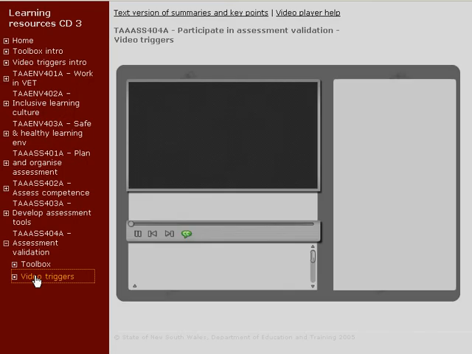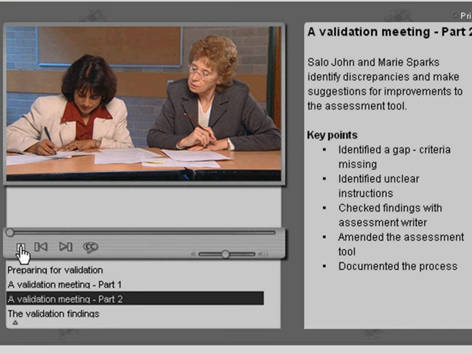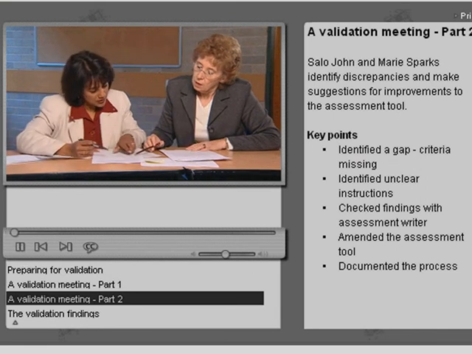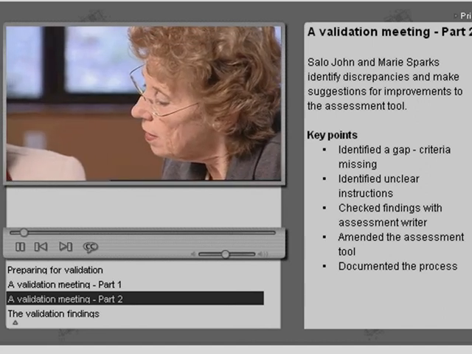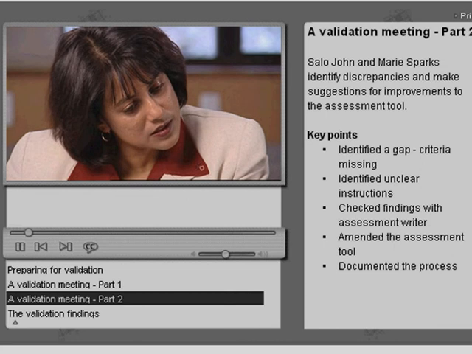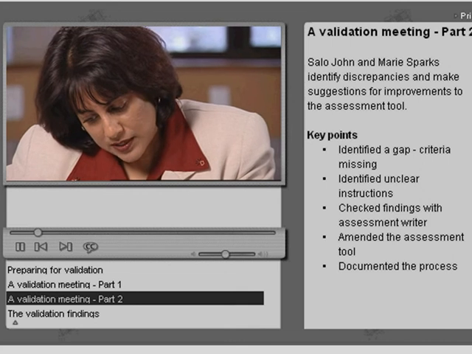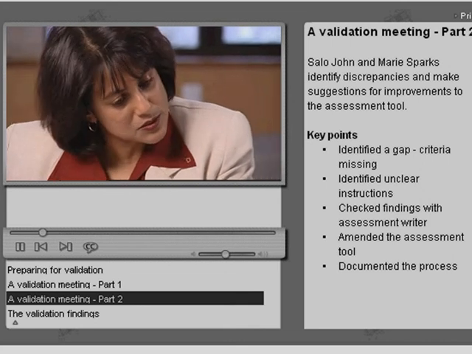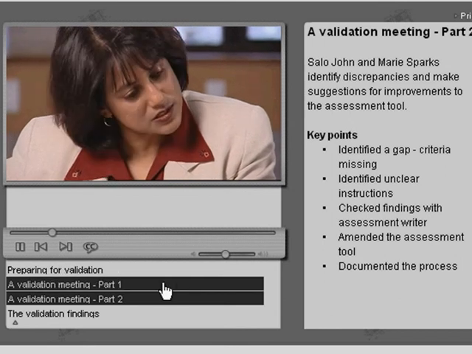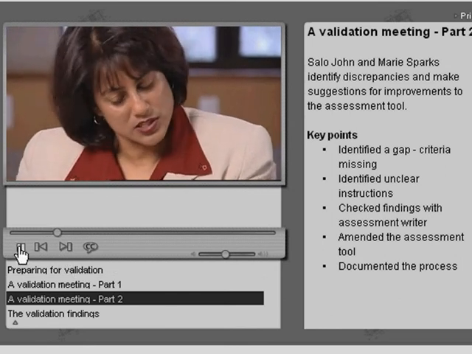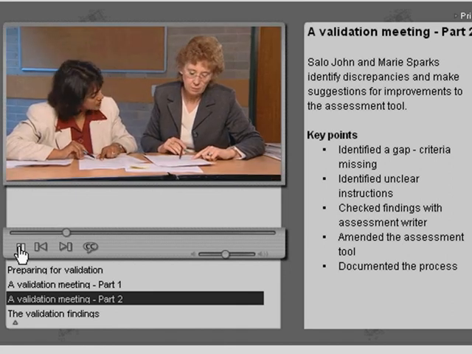And then the third CD is mainly focusing on assessment, and these particular videos focus on assessment validation. So we decided to set up a scenario where these two teachers have an assessment validation process to undertake. They're looking at adult literacy, and they're looking at their assessment task, and they're going through the process step by step of whether all the criteria is being met.